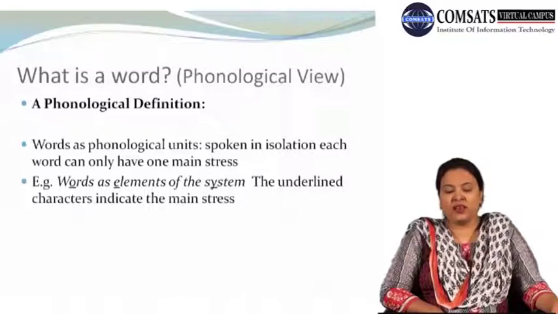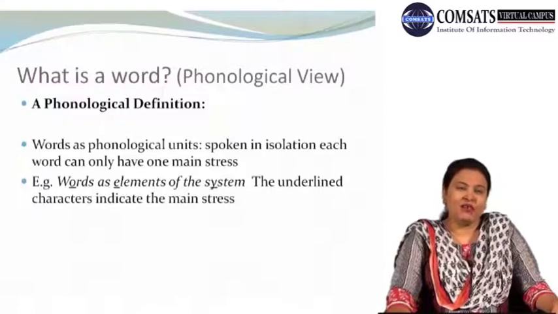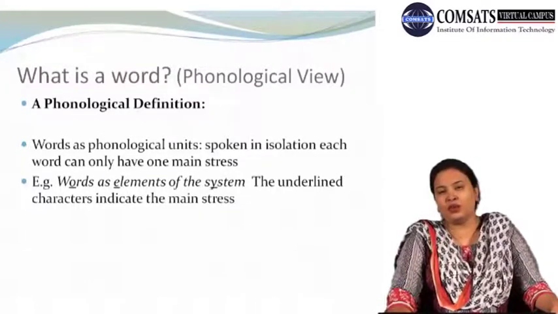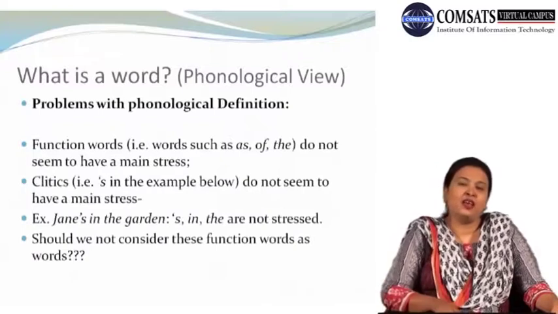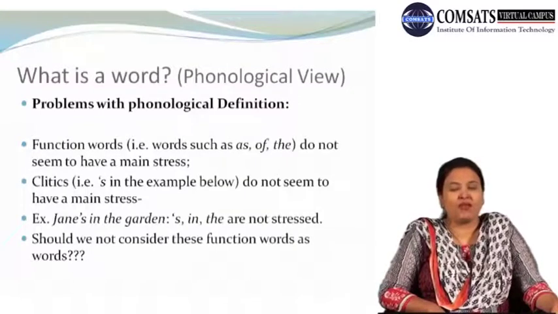Now, for example, "words as elements of the system." Look at this definition. The underlined characters indicate the main stress: words, elements, system. So they show that these are words. Again, confusion. If I accept that words, elements and system have stress, so they are words, then what about as, of, the? Aren't they words? Yes, again, with the phonological definition we have a problem.